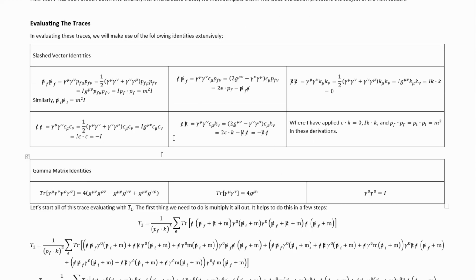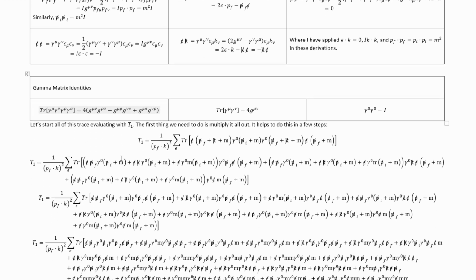Now I will be using these identities extensively throughout this trace evaluation, so I just decided to list them at the beginning of the section.